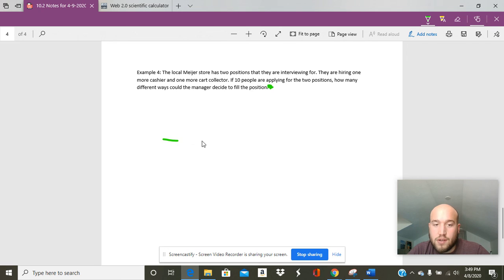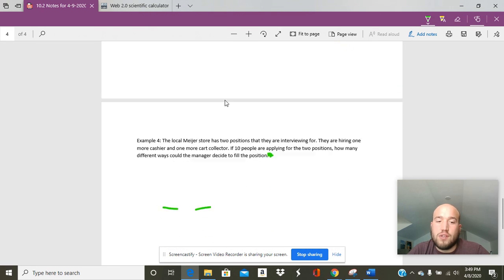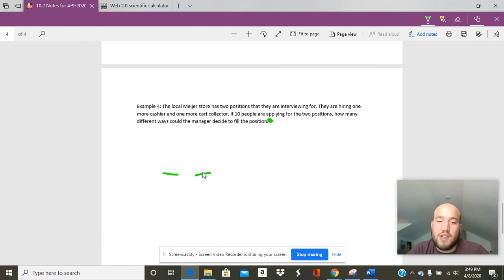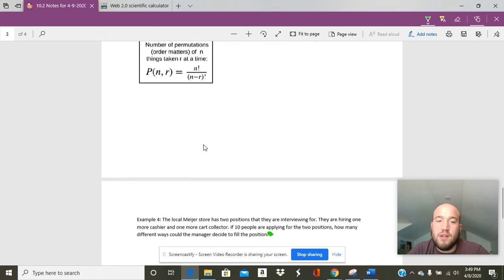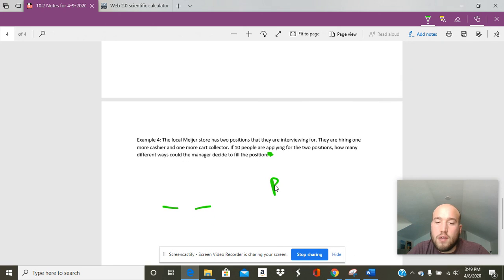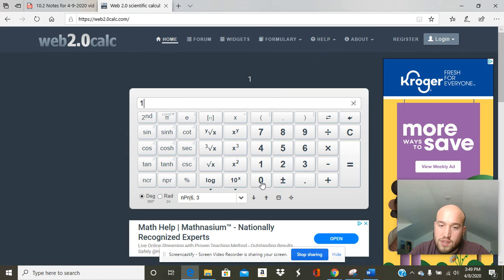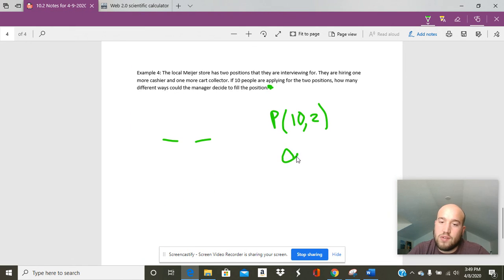Okay, either you're a cart collector or a cashier. And once again, we have 10 total people. So 2 ways you can do this. You can either think there's 10 people that could get hired for the first job and 9 for the second, or we can use this button, the permutations. So P, number of permutations, when there's 10 people and we're choosing 2 of them. Okay, so P of 10 choose 2. So let's clear it. We're going to do 10 nPr, which stands for permutations. Choose 2, close that, hit equals, and there are 90 different ways that the boss can choose.